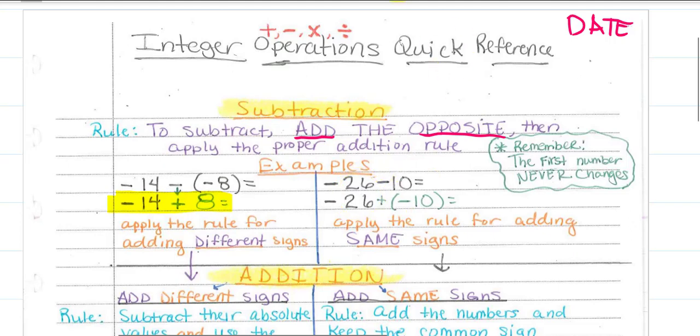And now I look at the new problem that I've created. There is a plus in between those two, so I'm going to rely on my addition rules. My signs are the same, so I'm going to follow the rules for when you're adding and the signs are the same. So hopefully you're realizing here that every subtraction problem will turn into an addition problem.